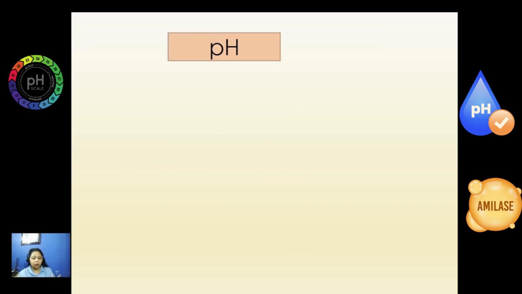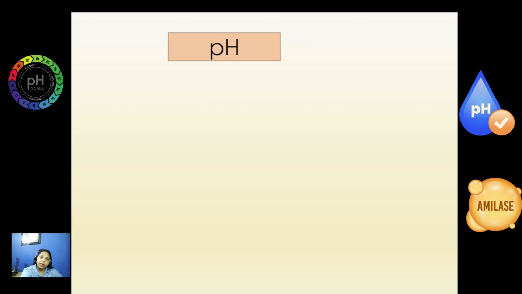Keep in mind H is always capital, P is always small. What is this? This is actually Power of Hydrogen, which is the concentration of hydrogen ions that determines the acidity or alkalinity of a substance. So pH measures how acidic a substance is, basically.